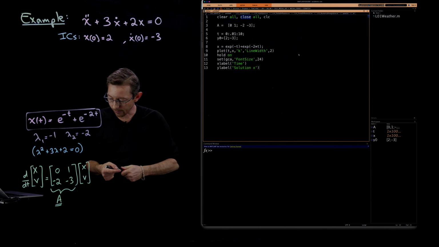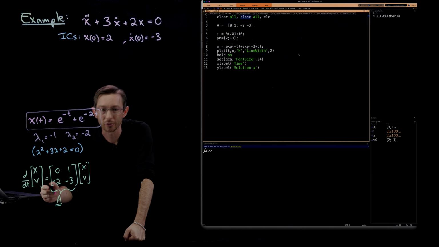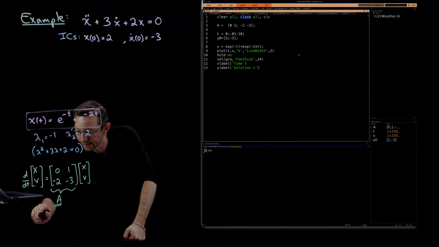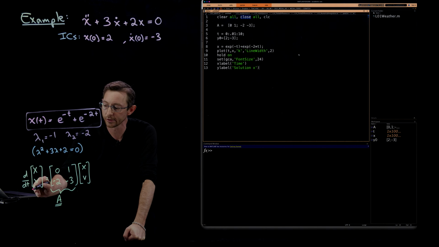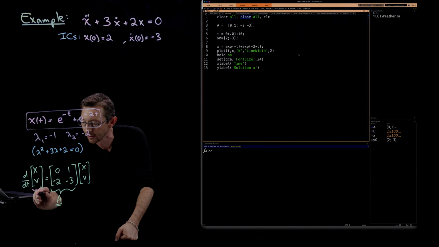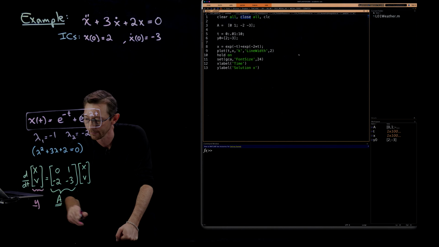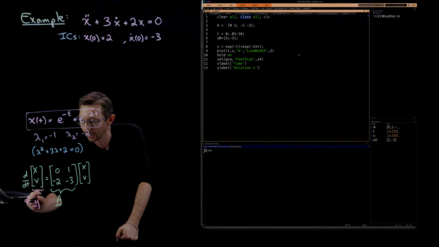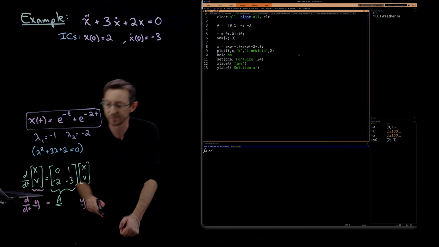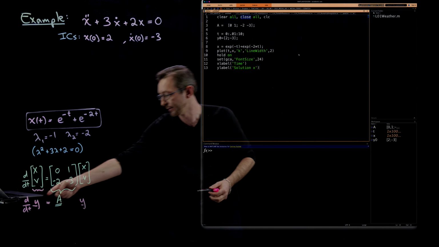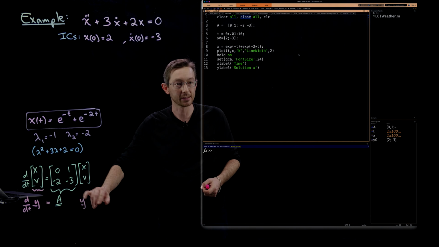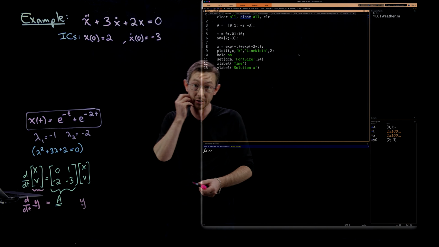And so I'm of course going to write this as a big matrix system of equations. I'm going to say that this whole state here, this vector of x and v, is this bold y. And I'm going to say that if I take d/dt of bold y, that equals A times bold y. Okay, that's fine. This is a vector y, this is a vector y, this is a matrix. This works. This is a matrix system of differential equations.